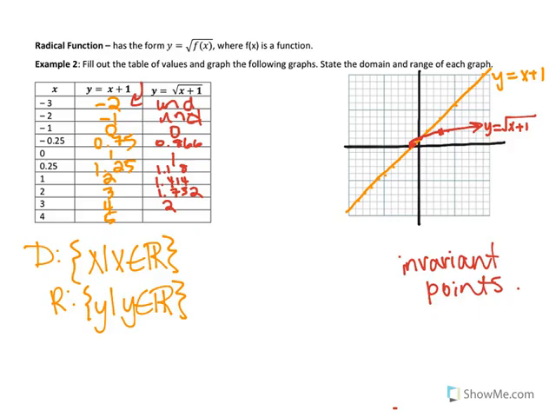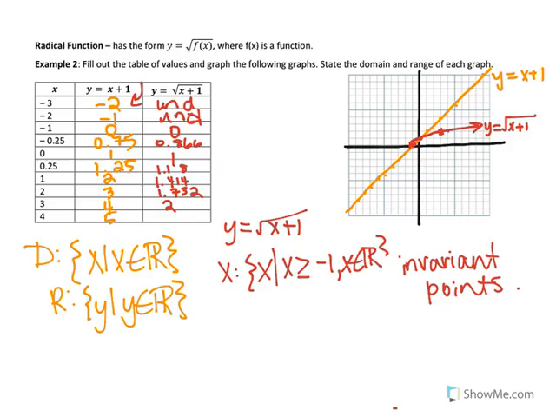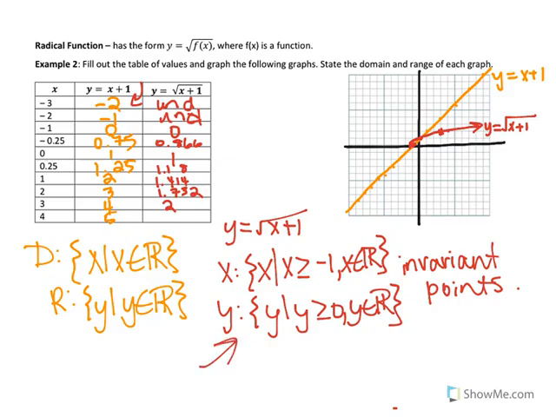For the square root of x plus 1, our domain is not all the real numbers. It's greater than or equal to our intercept, which is at -1. And our y's, y has to be greater than or equal to 0. It can't be negative. So this should be a pretty common theme.